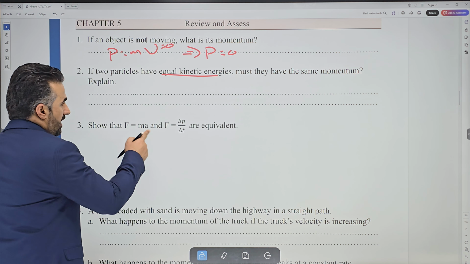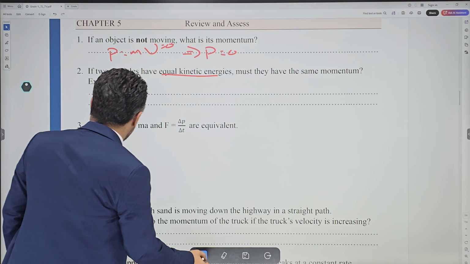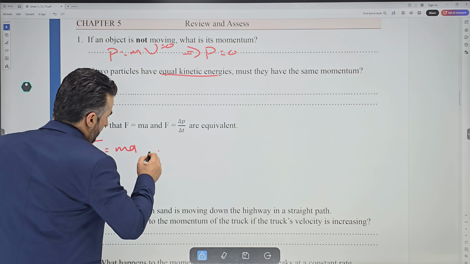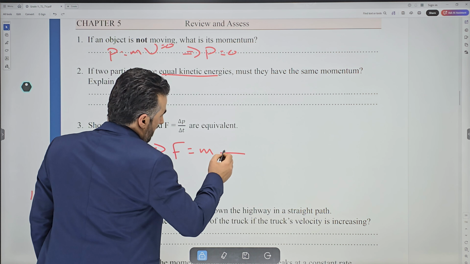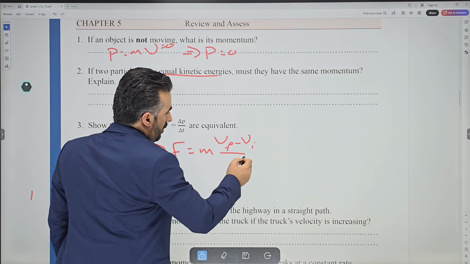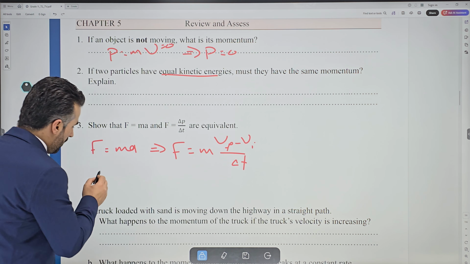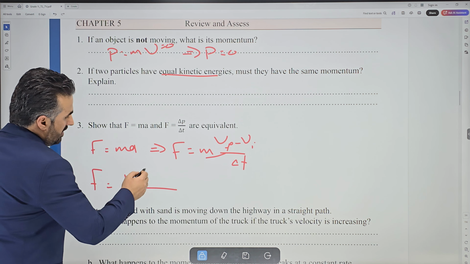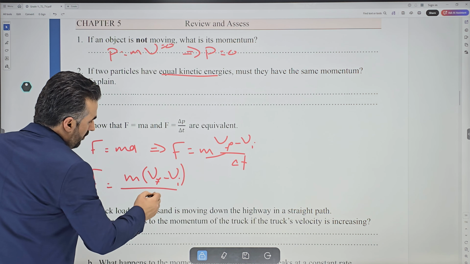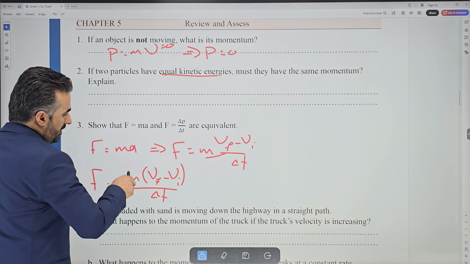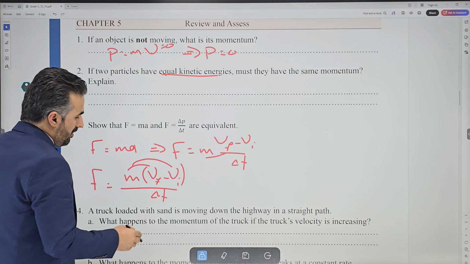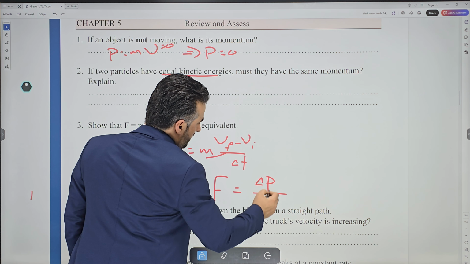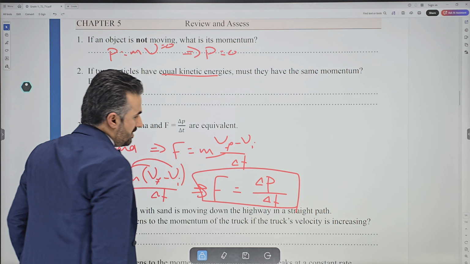Show that F, mass times acceleration, is equal to this much. Newton's second law: F equals mass times acceleration, and acceleration is V final minus V initial over delta T. So at this point we can rewrite this: F equals mass times V final minus V initial over delta T. Now you could multiply the mass in, and that is going to be the change in momentum. Net force equals the change in momentum over delta T. And this is how you can prove that. Simple.